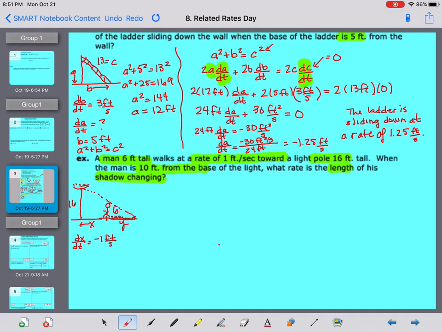Okay. And then it says when the man is 10 feet from the base. So again, it's referring to that distance between him and the light pole, so x. So when x is 10 feet, what is the rate the length of the shadow is changing? So now it's referring to that y value right there. So how is his shadow changing? Now it's talking about dy/dt, which we don't know.